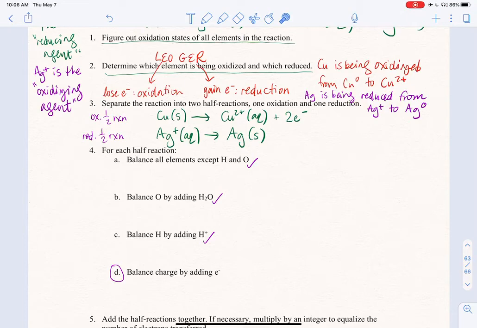Then, for the bottom reaction, I have to add an electron to the left side. And now when I add that 1 minus charge to the plus charge here, I have no charge on the left, which equals the 0 charge on the right. This makes sense, right? Because for the oxidation half reaction, I'm losing electrons, so they should pop out on the product side. In the reduction half reaction, I'm gaining electrons, so they should be added on the reactant side. So I balanced the charge of each half reaction by adding electrons.